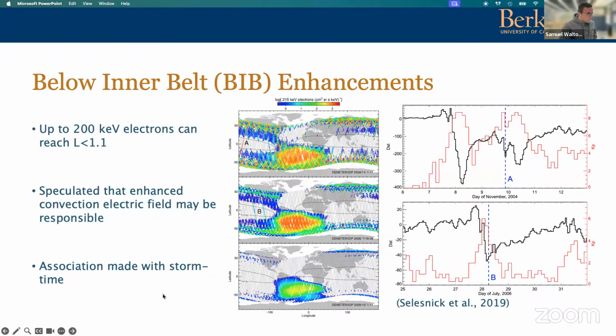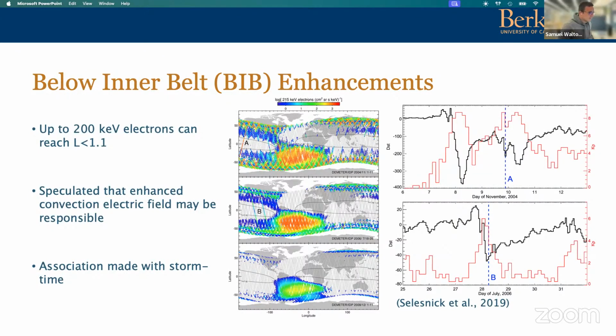We talked about the inner radiation belt, but below the inner radiation belt is what we're going to focus on today: looking at the dynamics of particles that go below about an L shell of 1.2. There are a handful, not too many, of examples in the past of individual events being observed.